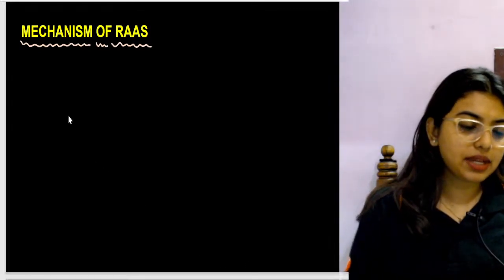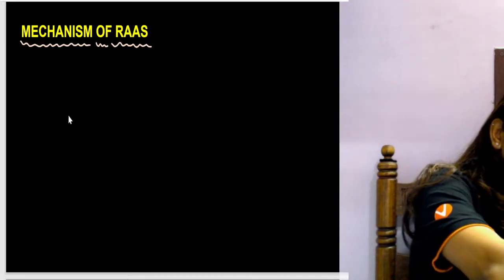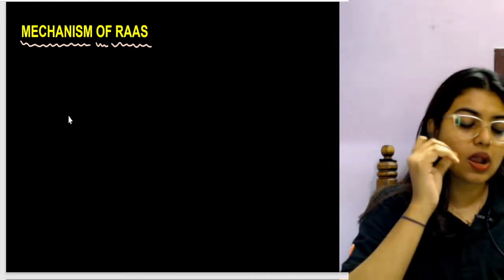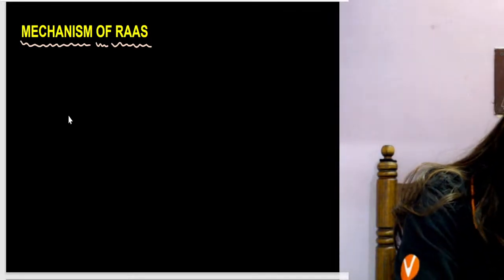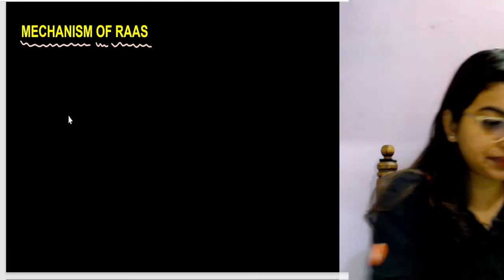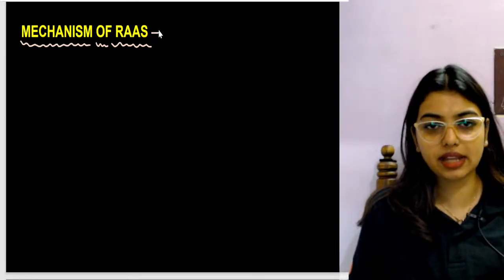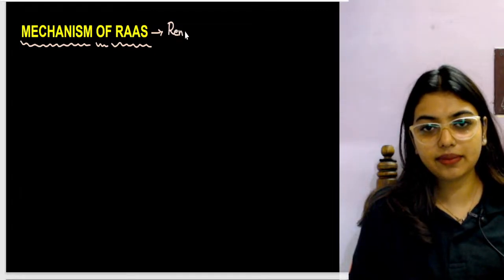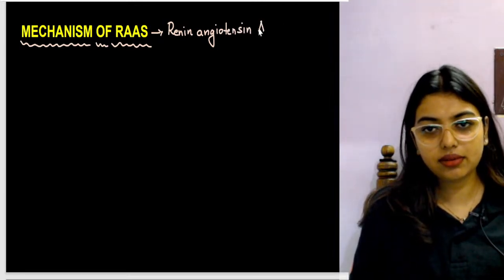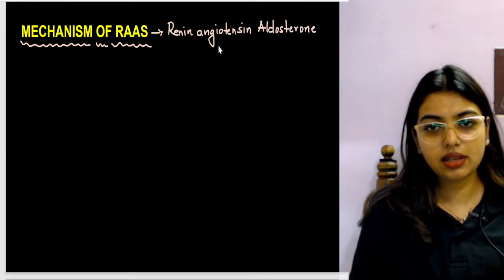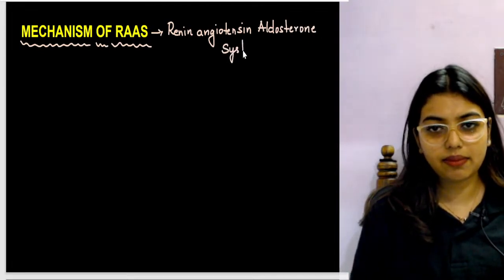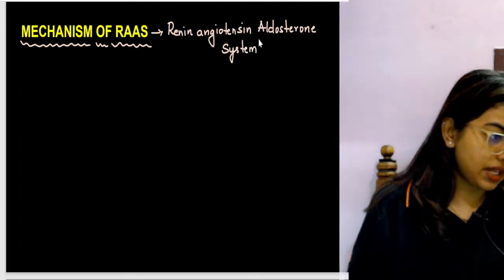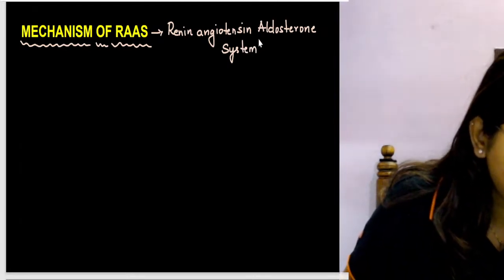Ready? RAS mechanism. So students, first the full form of RAS mechanism: renin, angiotensin, aldosterone system. This is your RAS mechanism.